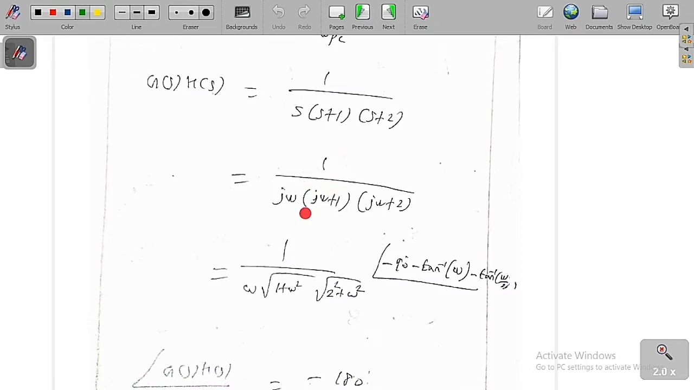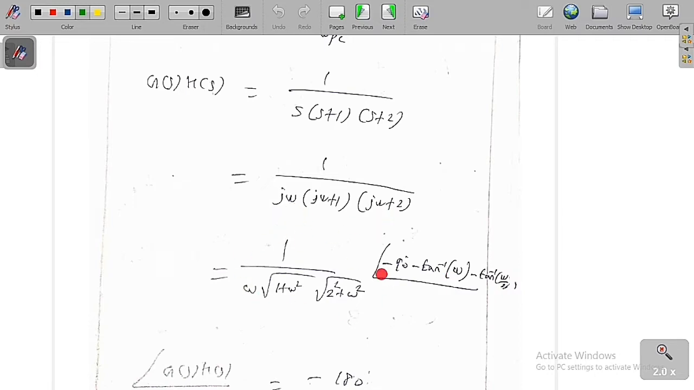Then I am going to get 1 by j omega into (j omega plus 1) into (j omega plus 2). So this is called the rectangular format. Now I want to convert it into polar format, which is 1 by omega into root of (1 plus omega square) into root of (4 plus omega square), at an angle of minus 90 minus tan inverse omega minus tan inverse of omega by 2. So this is the phase angle that you are going to get. So this is the polar format.